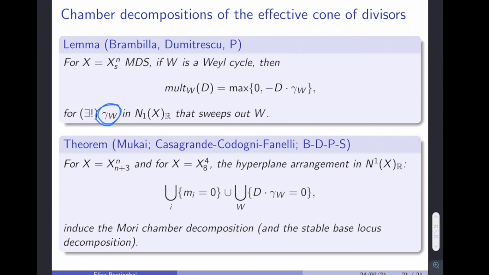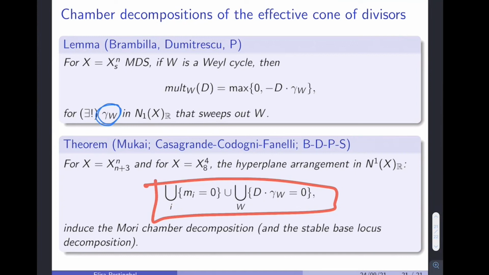And the interesting fact is that there is a unique such class. So for every Weil cycle, there is only one curve class that sweeps it out. And intersecting with this curve gives me an integer. If I take the negative, I get the multiplicity of containment. And the second result is that if I consider all the hyperplanes in the Néron-Severi space obtained by intersecting with these curve classes for all the Weil cycles, together with setting to 0 the multiplicity of the exceptional divisors, this is a hyperplane arrangement in the Néron-Severi space.